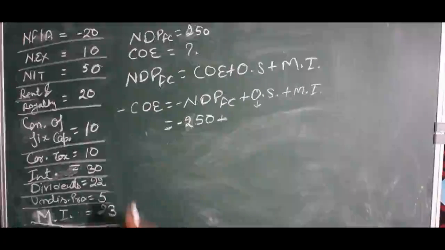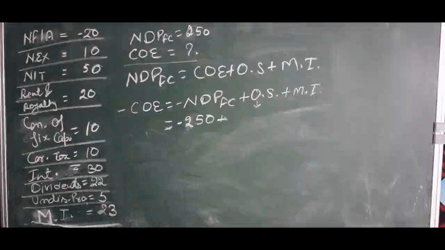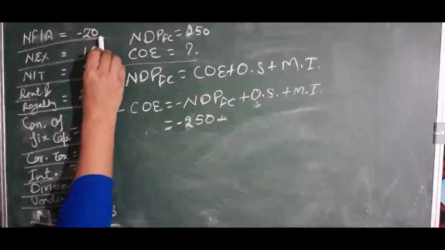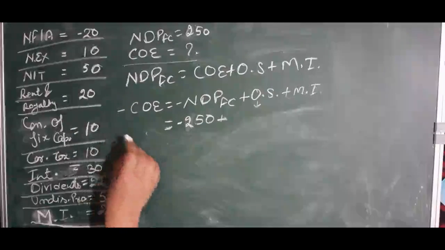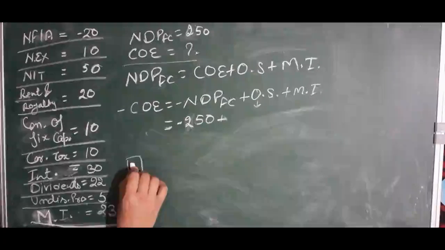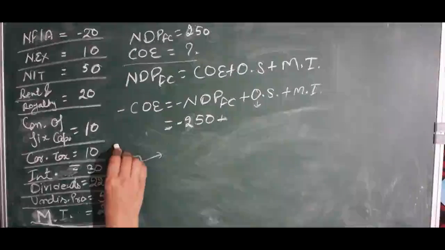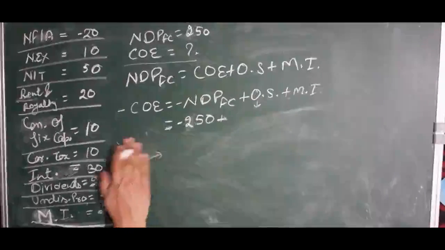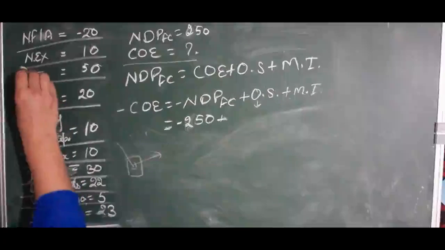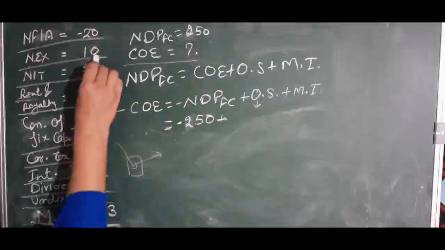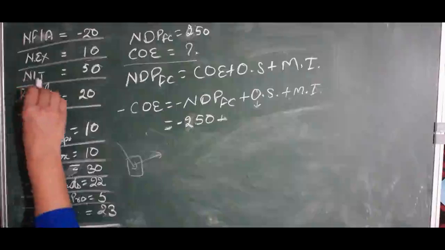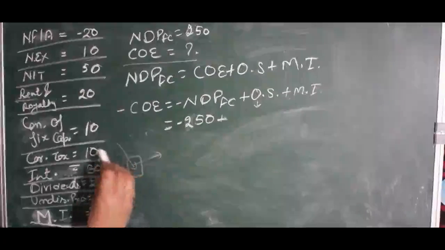In this question we have to calculate compensation of employees. What we have been given: net factor income from abroad is minus 20, which means from this economy factor income to abroad is more, but factor income from abroad is less. Second, net export is 10, which means exports are more than imports. Net indirect tax is 50.